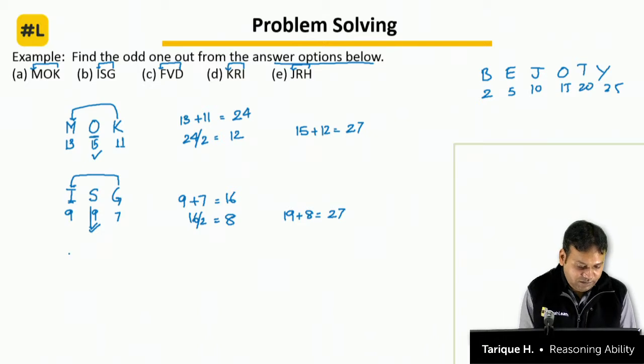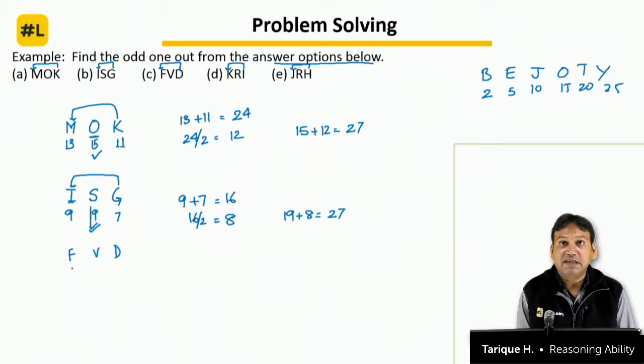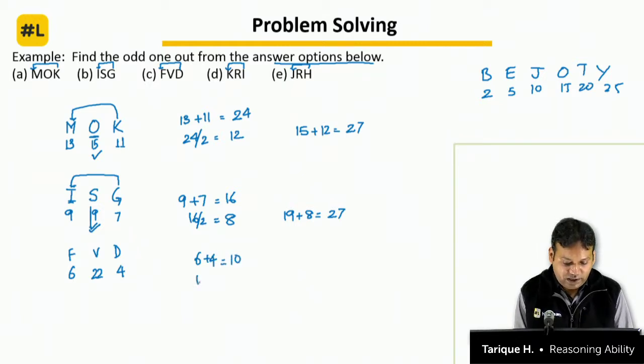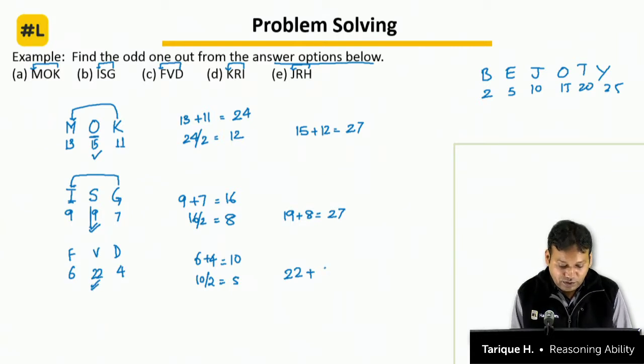Let's check with F, V, D also. F is the 6th letter, D is the 4th letter, and V is the 22nd letter. You can see here 6 plus 4 is 10, and we know 10 by 2 is 5, and then what happens? 22 plus 5, 22 is the position of V, so 22 plus 5 is 27, that's a common property.